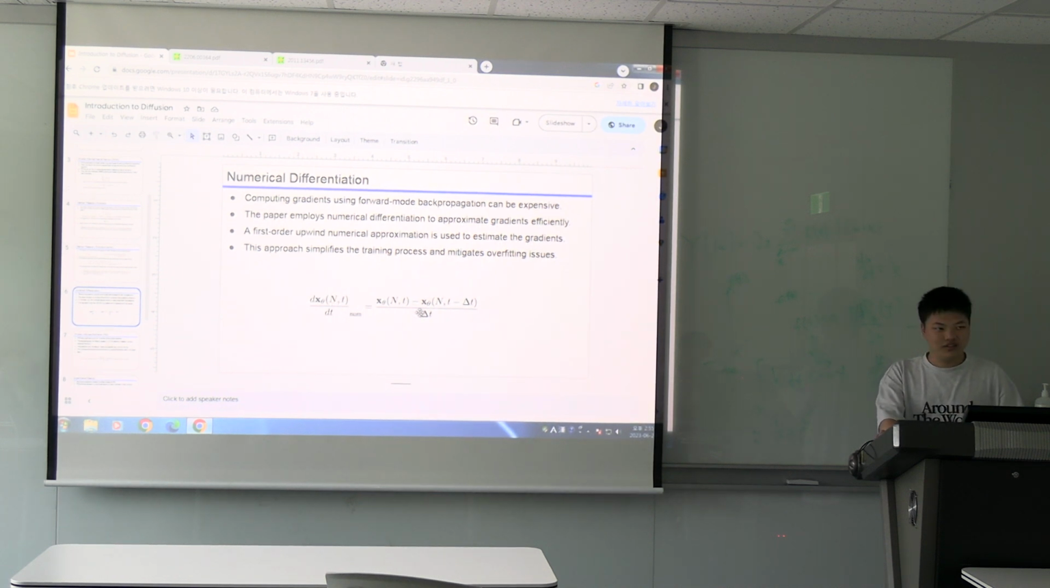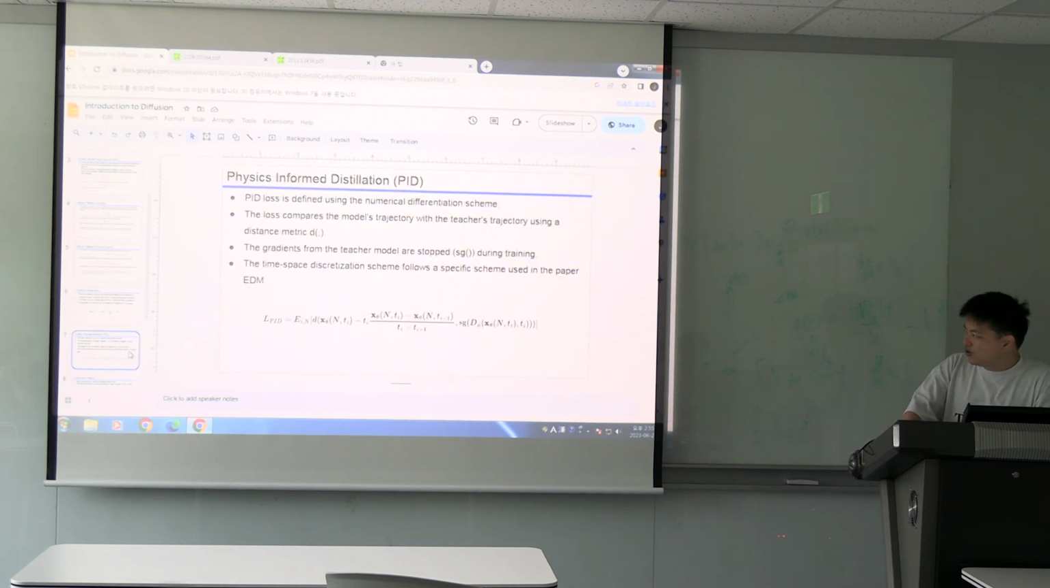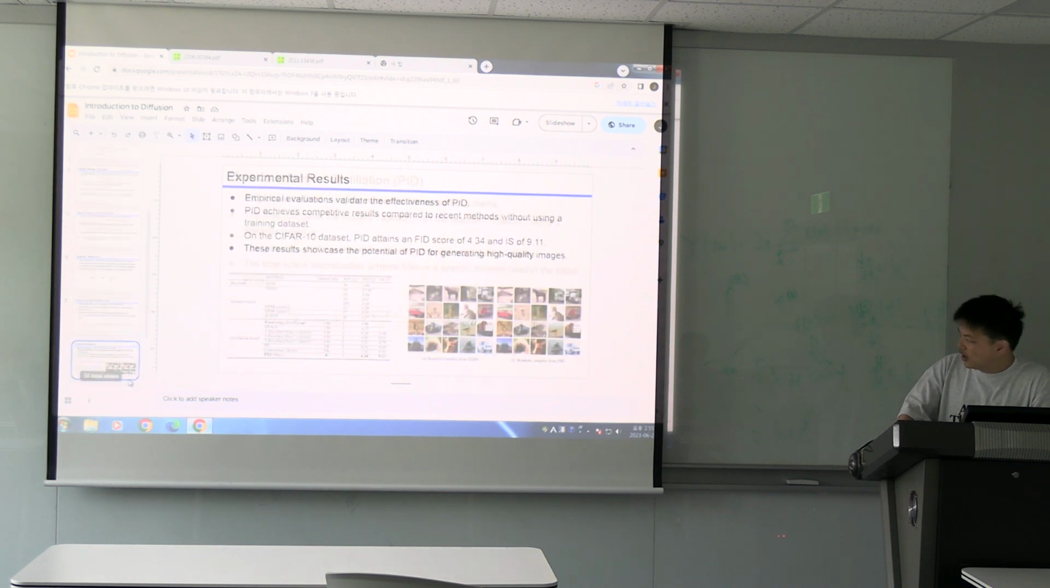And it can be described like this. So the loss can be described like this, which is just matching the gradients, replacing the differential dx over dt with the numerical one. And in the experimental results, we show that the teacher model representing the ODE system and the student model, for the same noise, produce the same image, essentially showing that they learn well.